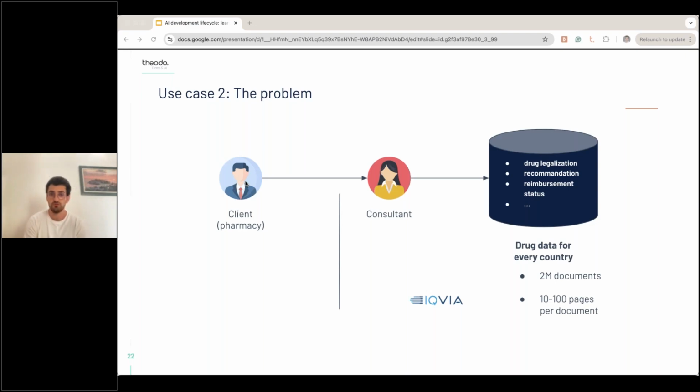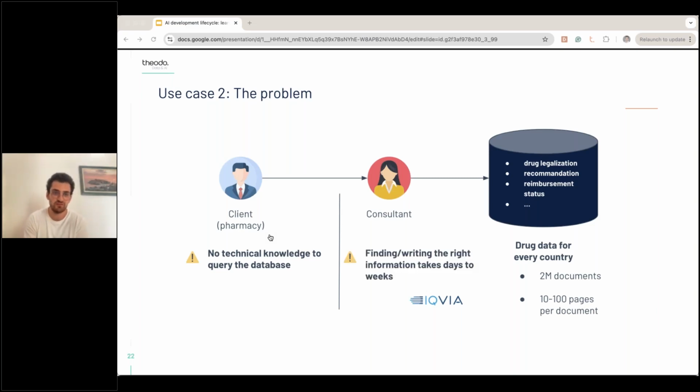Each document is very long, to basically write a report on what the drug is, etc. And it comes with 2 efficiency problems. The first one is that the client, the pharmaceutical company, could want to query this big database directly, but they have no technical knowledge on how to do it. They don't know the data schema, etc. And for the consultants, it actually takes days to weeks to find and write the right information, because it can involve many documents with tens to hundreds of pages.